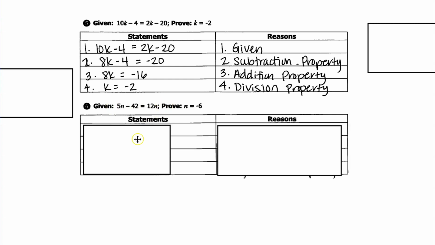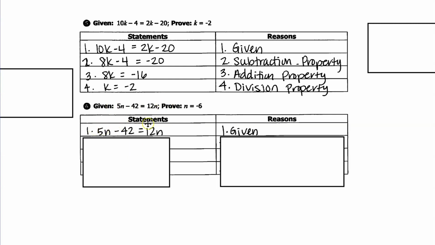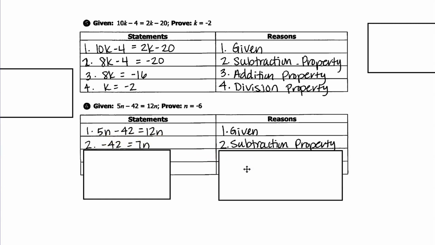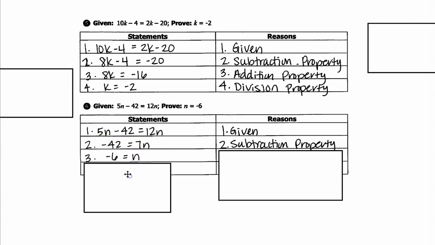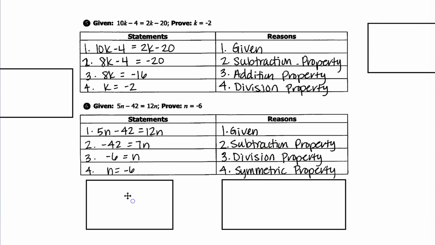Number 6, we're going to write down our given. Notice that we have variables on both sides. You're going to subtract 5n, giving us negative 42 equals 7n. So that's the subtraction property. We then divide by 7 on both sides. That is the division property. And finally, we're going to use the symmetric property just to flip it over the other way so it looks the same as what it's asking for.